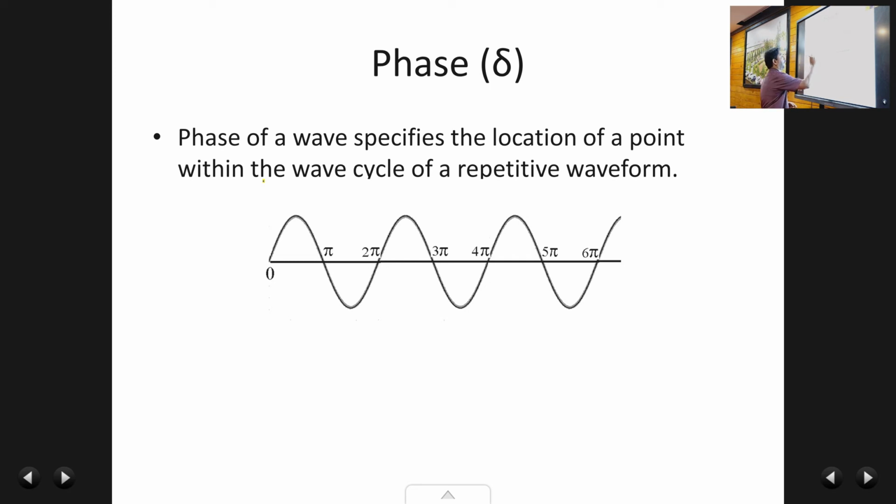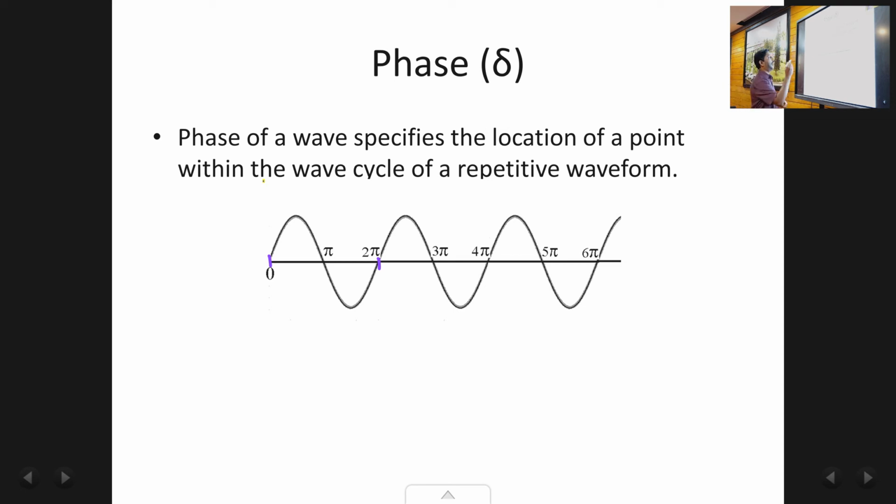One cycle of the wave starts from here and one cycle ends over here. This is one complete cycle. One complete cycle is represented by an angle of 2 pi. 0 to 2 pi is one wave. So phase is nothing but an angle. It could be pi, pi by 2, or any value which tells you in which part of the wave it has reached.